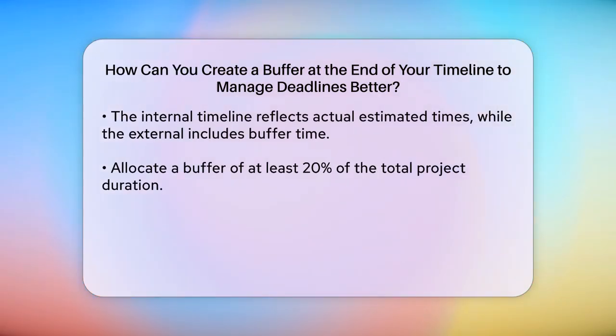When adding buffer time, consider the entire project duration. A common rule of thumb is to allocate a buffer that is at least 20% of the project duration. For instance, if your project is 36 months long, you would allocate 6 months as buffer time. As the project progresses, the buffer time can be adjusted accordingly.